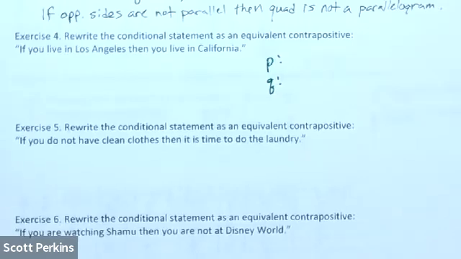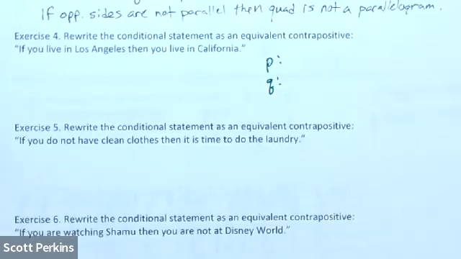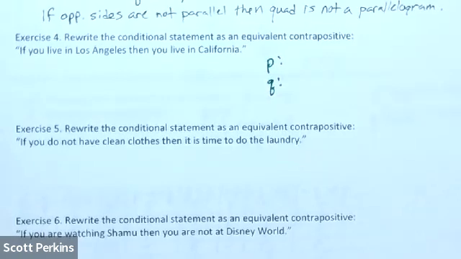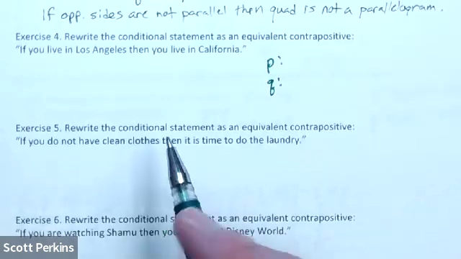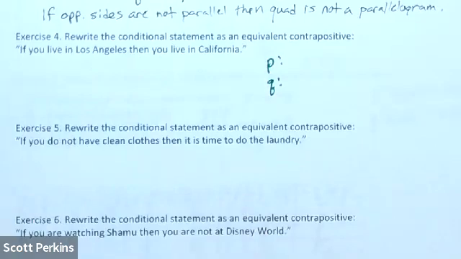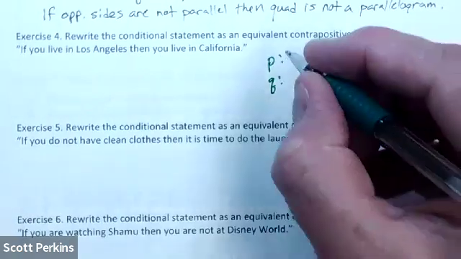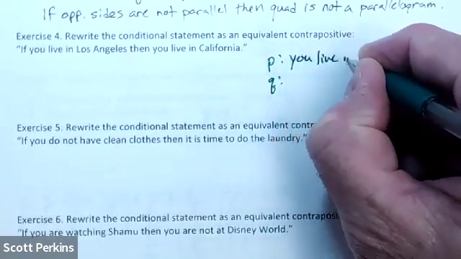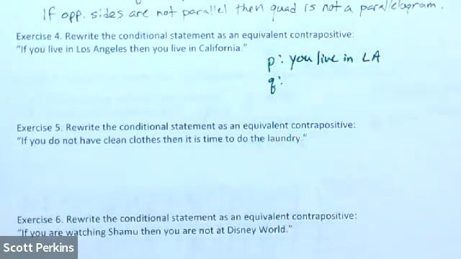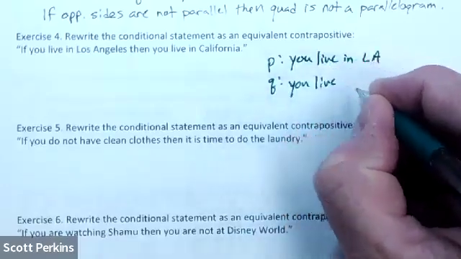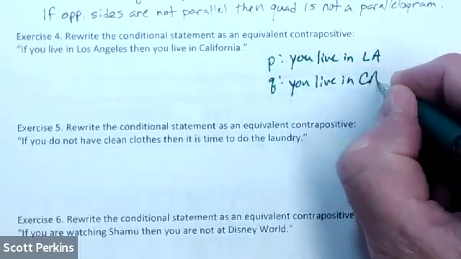All right, so check your work with my work. Ask questions where we differ. Remember, if you made a mistake, it's not the end of the world. Mistakes mean you're learning. So here we go. The statement is, if you live in Los Angeles, then you live in California. So I'm going to make statement P, you live in LA. And then statement Q is, you live in California. I'm going to abbreviate CA.